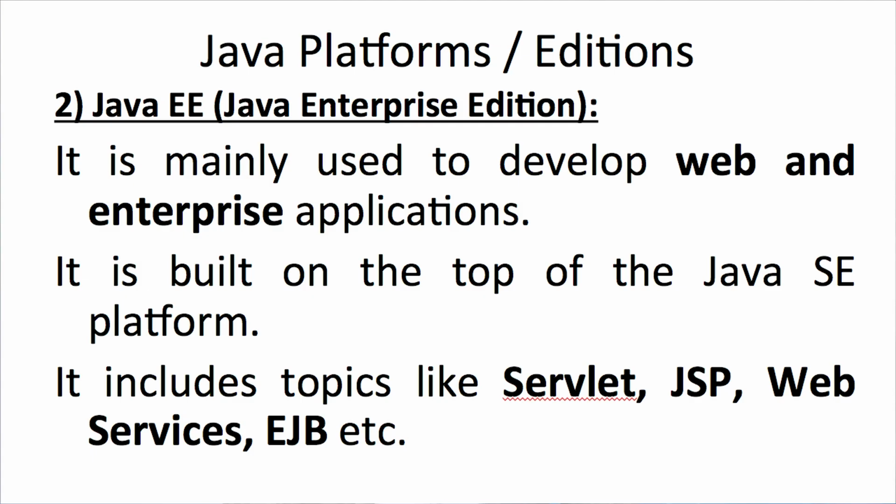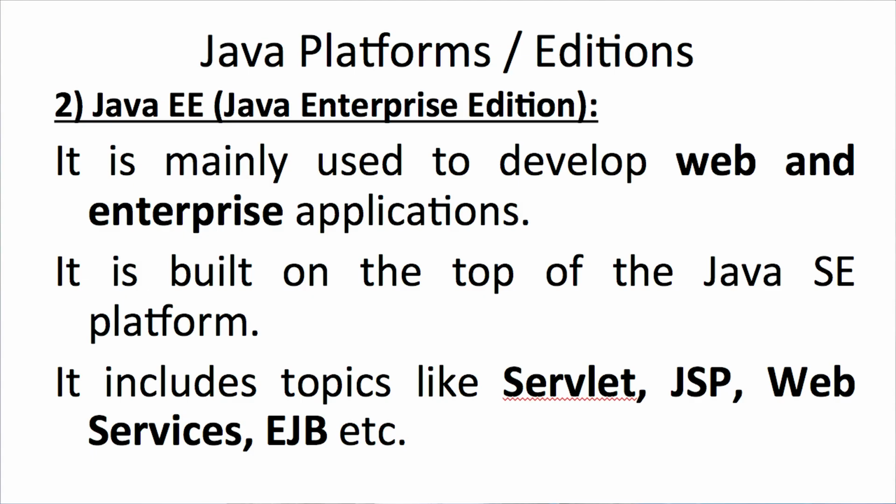You can see in the second line, SE means Standard Edition. It includes topics like servlet, JSP, web services, and EJB. EJB is Enterprise Java Beans, JSP is Java Server Pages, and other services we can also include under this enterprise edition. This is very important, and we can develop distributed software by using this enterprise edition.